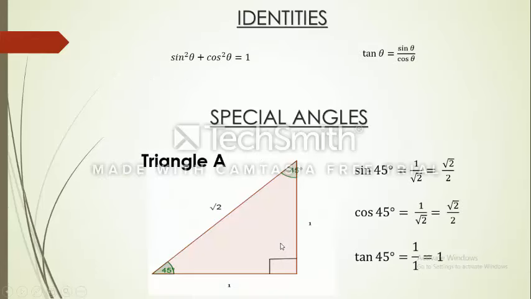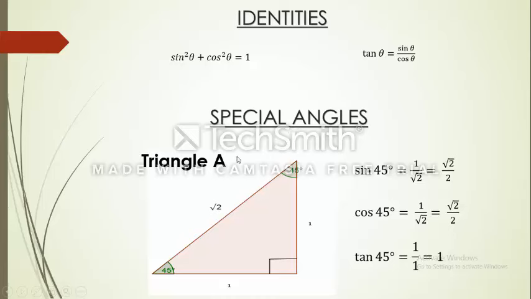Let's go on to identities. I've identified two important identities that you need to remember. Sine squared theta plus cos squared theta is equals to 1, and tan theta is equals to sine theta over cos theta. These identities are very important, and you need to always remember them. What you need to also remember is your special angles.